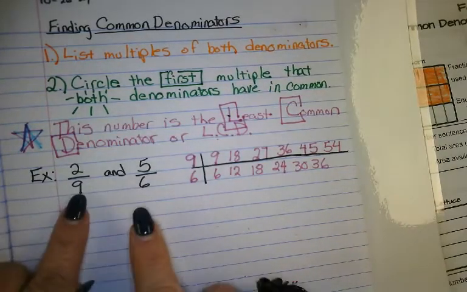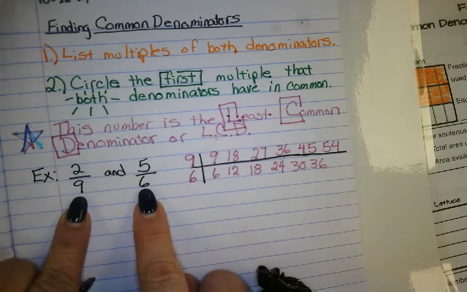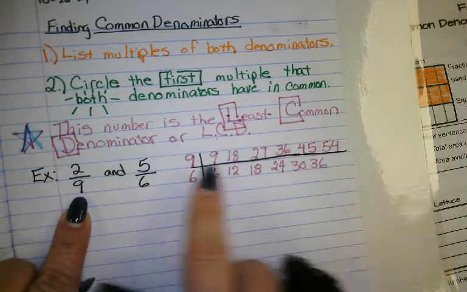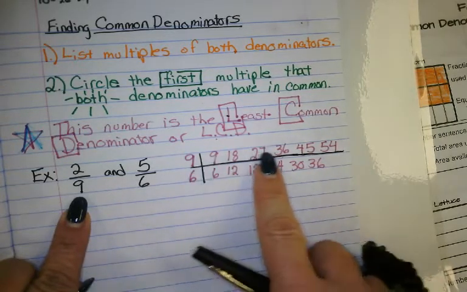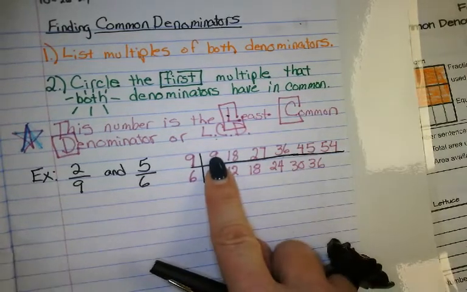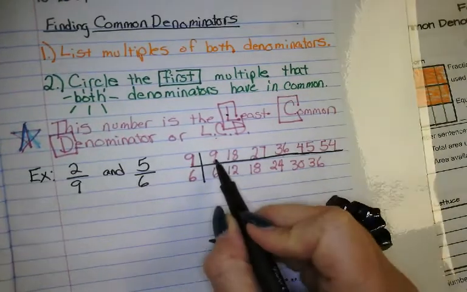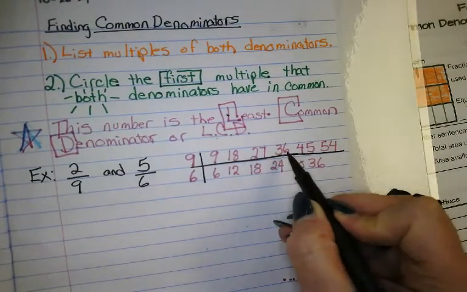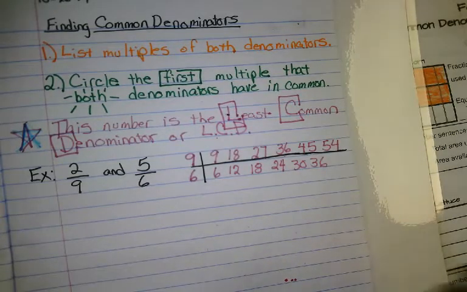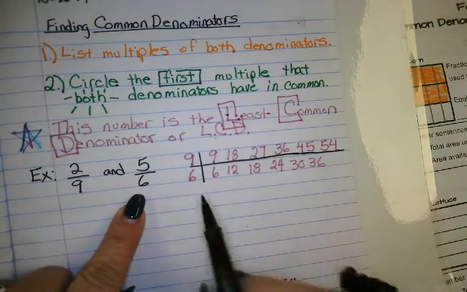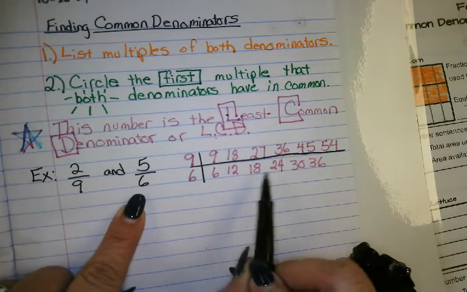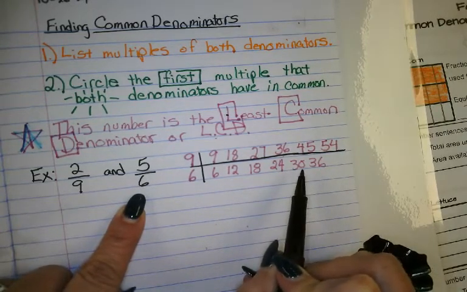So what I'm going to do is look at 9 and look at 6. I'm going to come over to the side and make a little mini T-chart just like this. And I'm going to list out all of the multiples for 9. When I list out the multiples for 9, that just simply means that I'm counting by 9s. So 9, 18, 27, 36, 45, 54. I could keep going, but I don't need to. Now I'm going to list out all of the multiples for 6. 6, 12, 18, 24, 30, 36, and so forth, right?